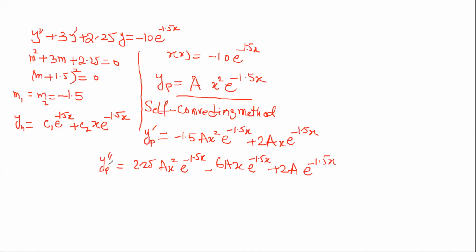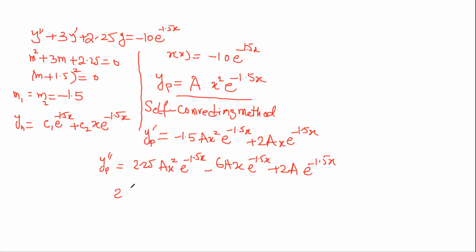Now we have the values of yp double prime, yp prime, and yp. So we can input them into this equation, and when you add up these values, many of the terms will cancel out. I will not show you over here because the expression will become longer and it will take some time to write. So in the end, you will get this.